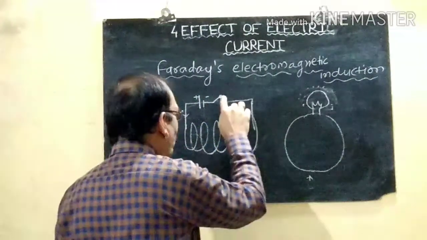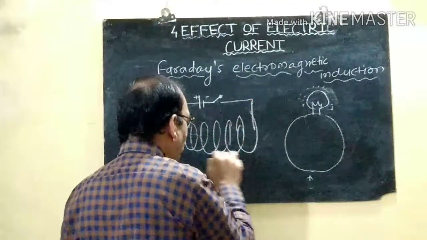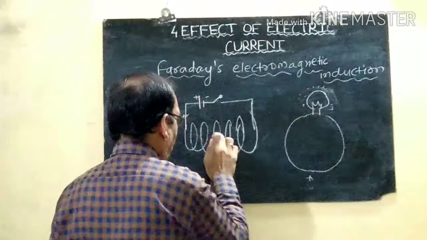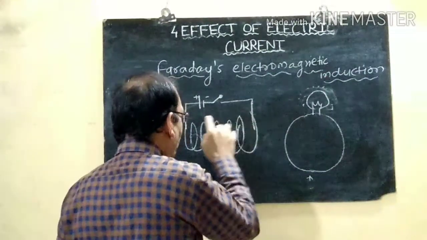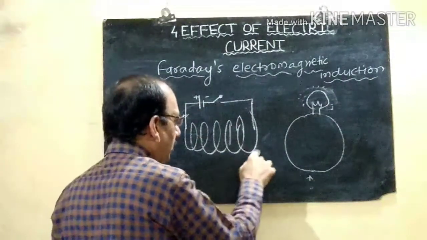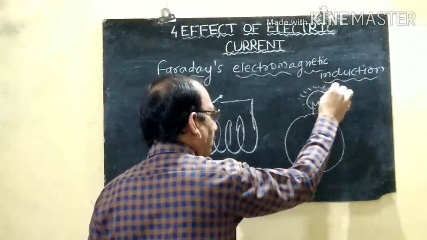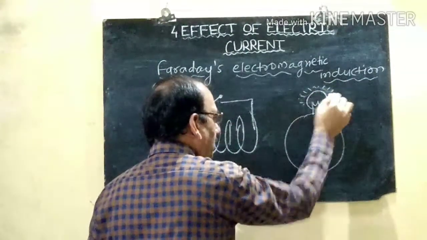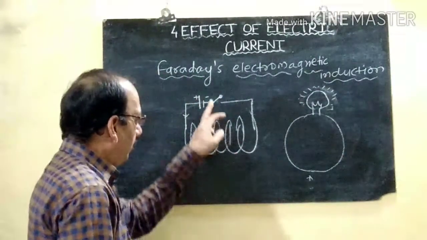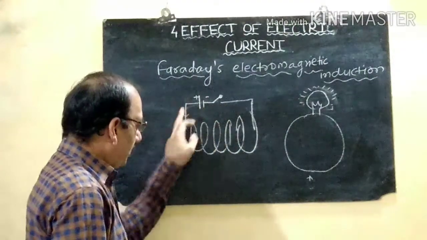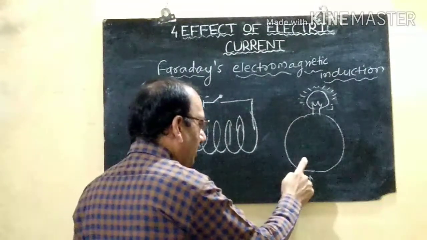When we open this tap key, no current passes through this solenoid coil. When we close this tap key, current starts flowing through this solenoid coil. At the same time, a flash occurs in this light for a millisecond. It proves that when we close the tap key and current starts flowing in this solenoid coil, current is created in this coil.